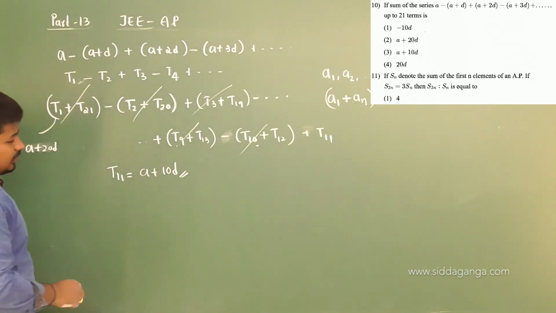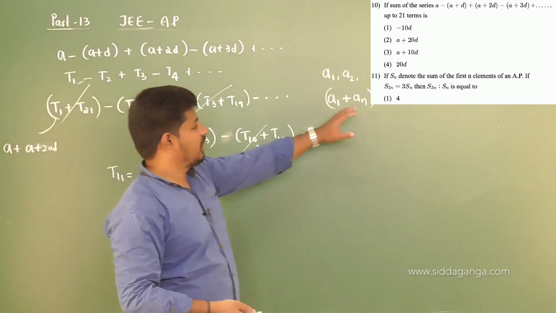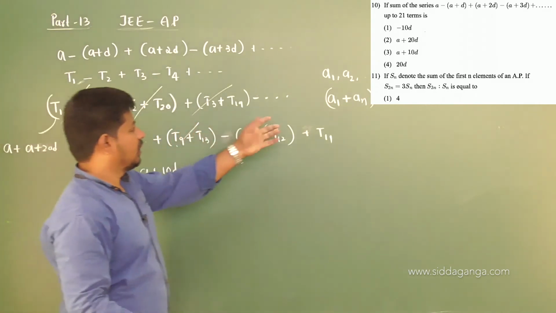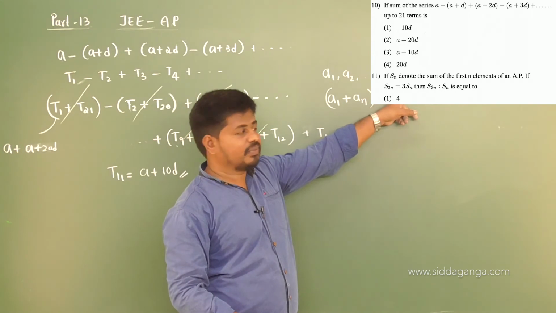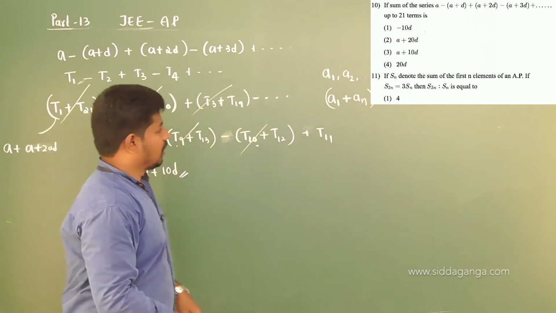Hope you got it, students. Very simple by using this concept. We have 21 terms. Let me group like this using this relation: when we have A1, A2, A3 till AN as an AP sequence, then A1 plus AN is always equal to A2 plus AN minus 1, and so on.